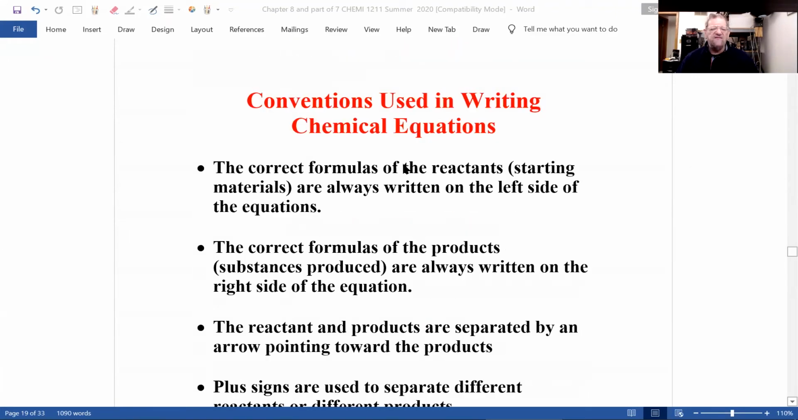Now, there are conventions that are followed in writing chemical equations. I will never ask you on a test or a final what the conventions are, but I will always follow them, and you should too. First of all, use the correct formulas of the reactants and starting materials. Use the correct formula of the products, the substances produced. Uh-oh, I better teach you something very important.